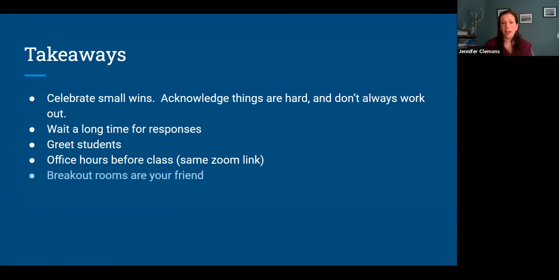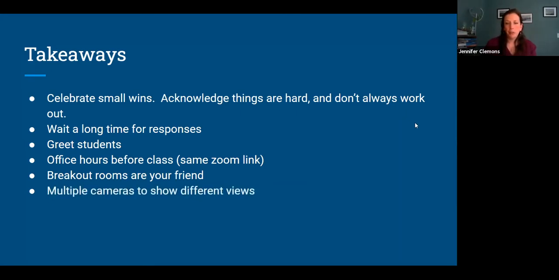And along that same line, breakout rooms are your friend. I've had a lot of students who will just say, hey, can I go in a breakout room? Because they don't want to ask in front of their classmates. And so I try and encourage that, like, yeah, if they're not comfortable asking in front of everyone, let's go in a breakout room. And even doing assignments in a breakout group, so they're in a smaller group and can try and force that interaction with the students.